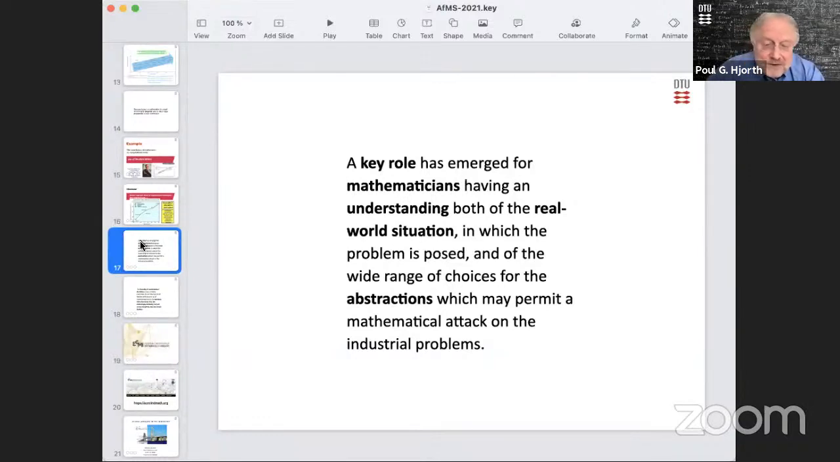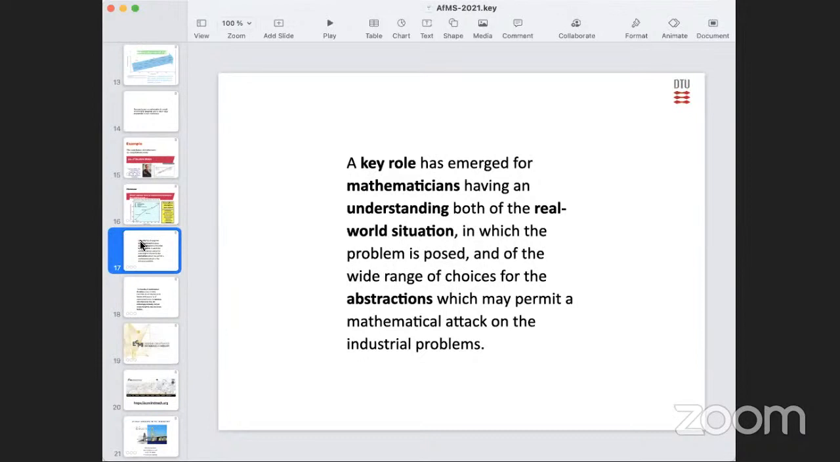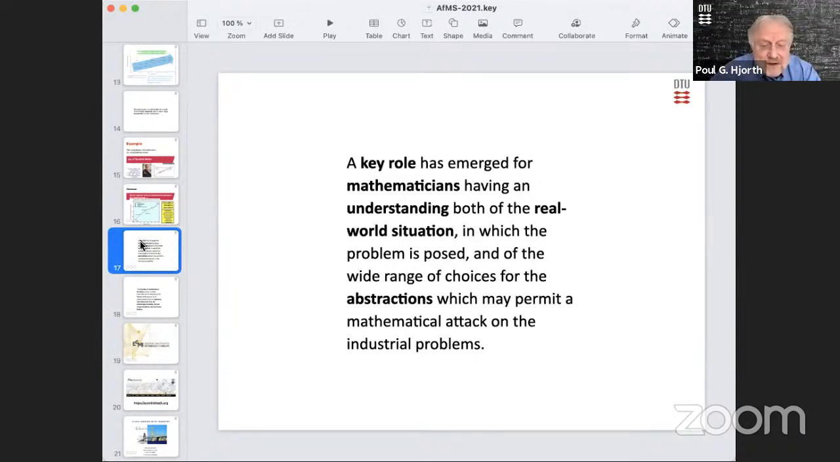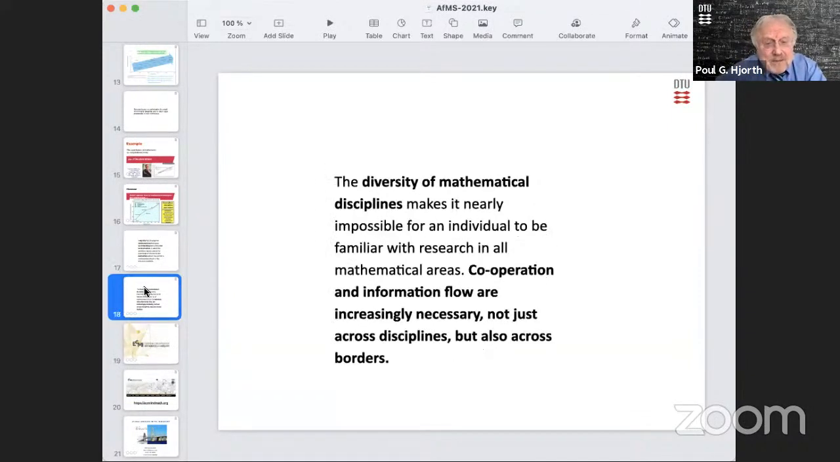So now I'm beginning to approach the central topic, namely that even though mathematics has a tendency to evolve into highly specialized fields, when it comes to interacting with society, a key role has emerged for mathematicians who have sort of one foot in each camp, who understand both the real world situations and also are roughly familiar with the many abstractions that can be brought to bear on tackling problems.